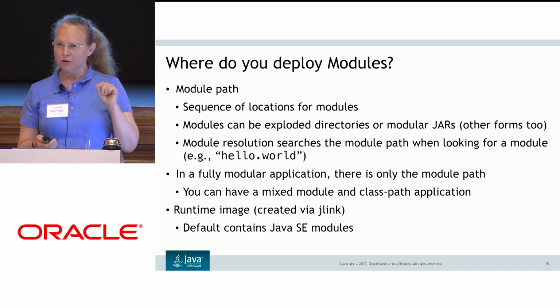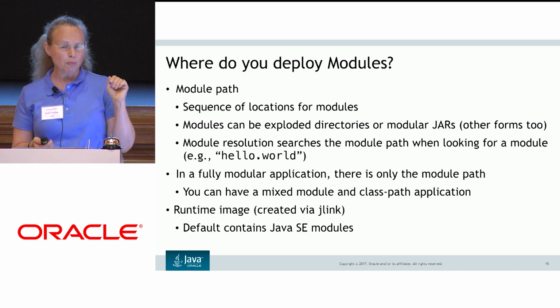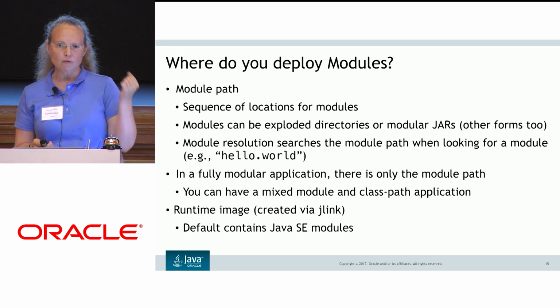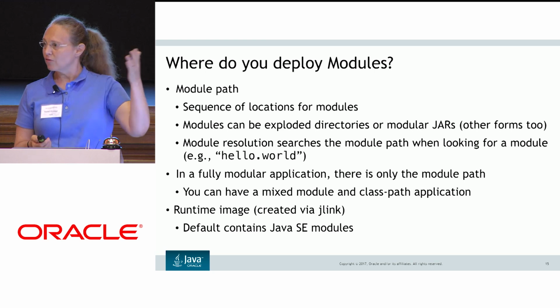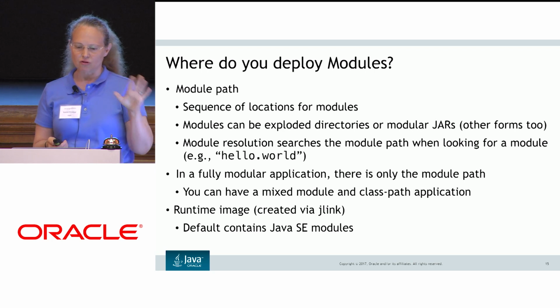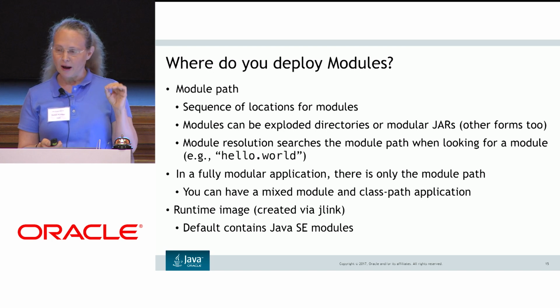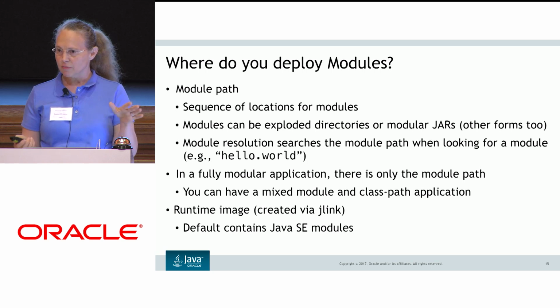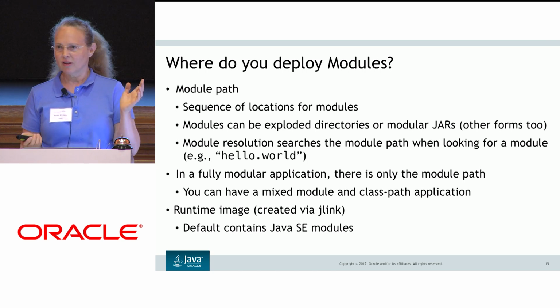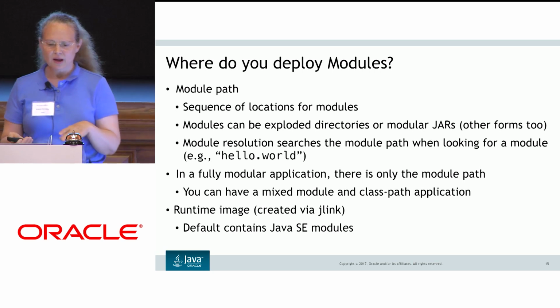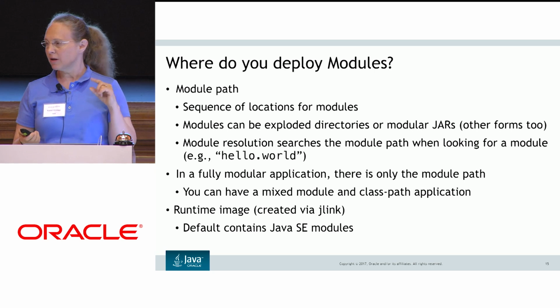We touched briefly on where you find modules. There's a module path, which is a sequence of locations for modules. Modules have several formats, one of which is an exploded directory with its module-info. One is a modular jar. There are some other forms. We search the module path when looking for a module. In a fully modular application, if we were starting from scratch, we'd find everything on the module path. Obviously, that's not the world we live in, so we have class path and module path, and we can mix them. The other place we look is in a runtime image.